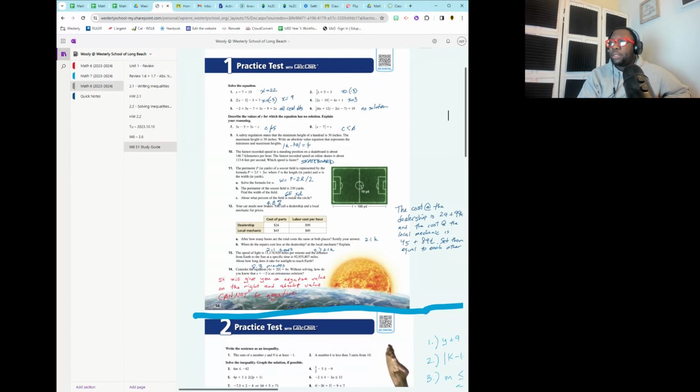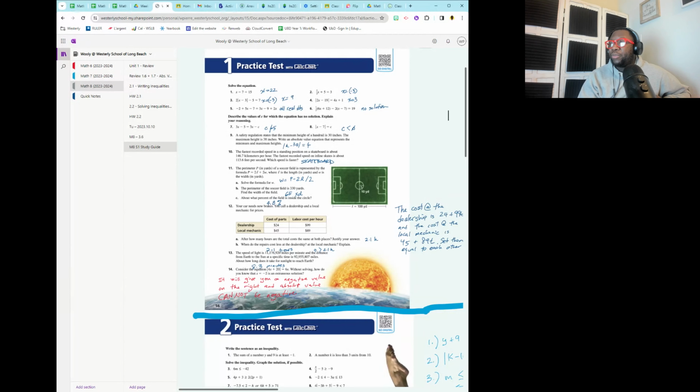For question number 11, the perimeter P of this figure that we see here of the soccer field is represented by the formula P is equal to 2 times the length plus 2 times the width, where L is the length in yards and W is the width in yards. Solve for W. So if we're looking to solve for W, W would be equal to P minus 2 times the length, divided by 2. If we're finding the perimeter, based off of what we see here, it would be equal to 65 yards.